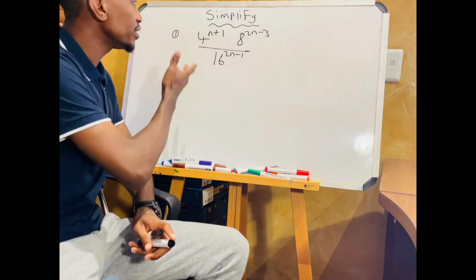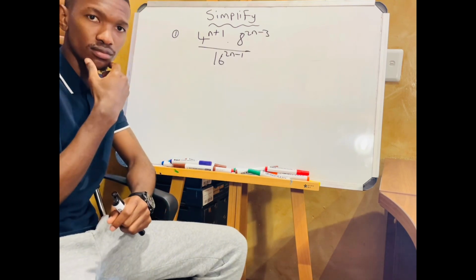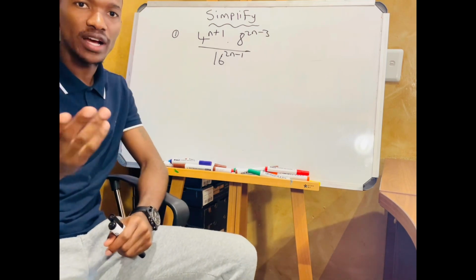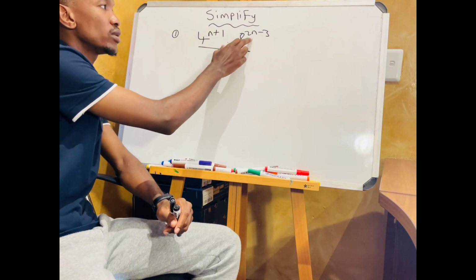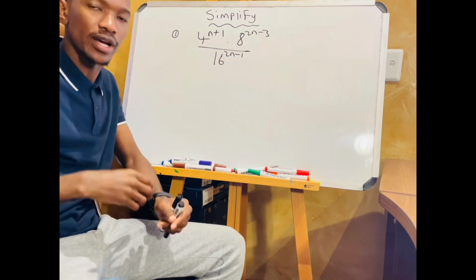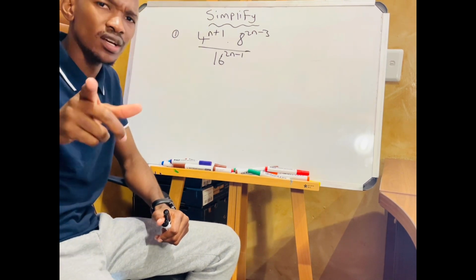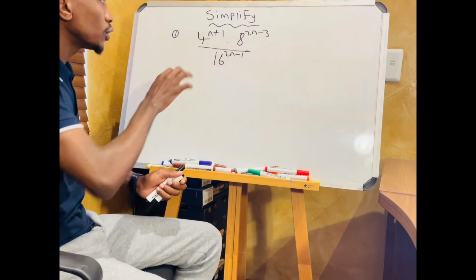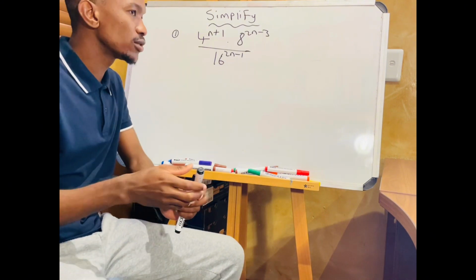So imagine you are having this kind of problem. How would you do this one? If they say simplify, and then you have 4 to the power n plus 1 times 8 to the power 2n minus 3, divided by 16, all to the power 2n minus 1. How are you going to do that type of problem? Check this one. For you to be able to do this, you must know this.